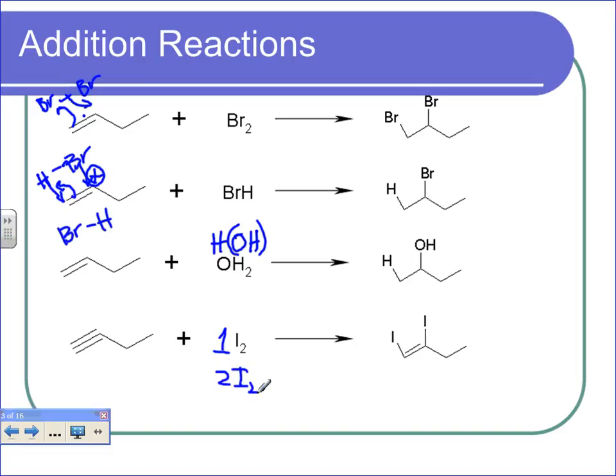If I had 2 moles of iodine, this reaction would go further, okay, and we would actually produce tetraiodobutane, okay, because the first iodine molecule will add across to make the double bond, and then the second molecule could add across to make a single bond.